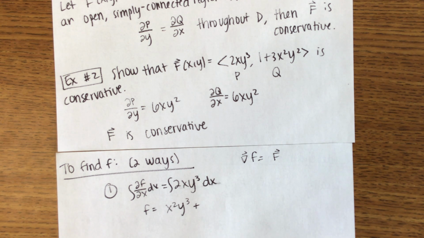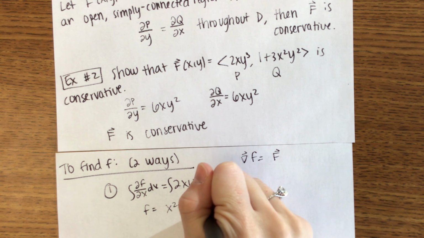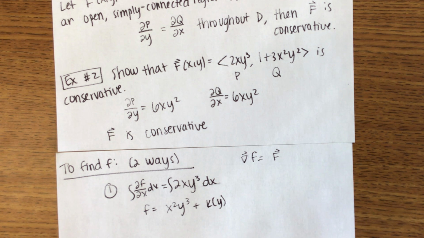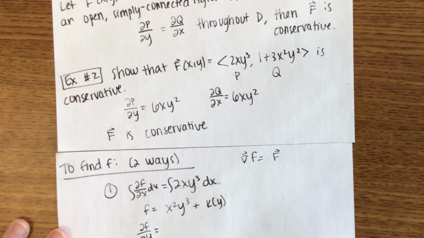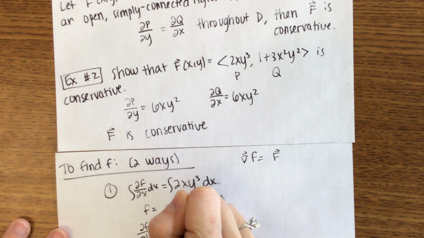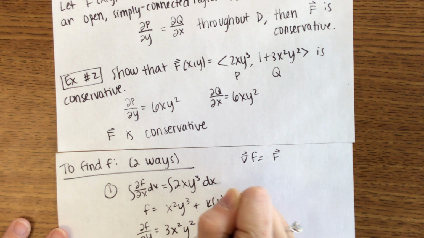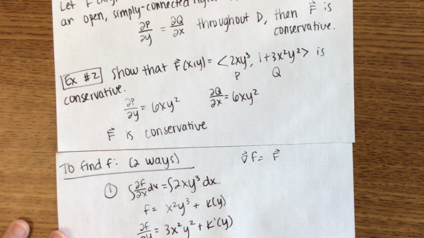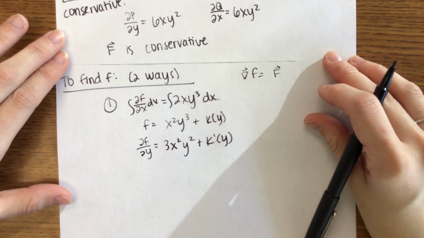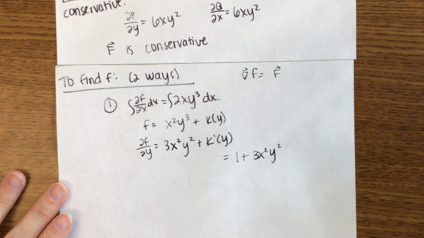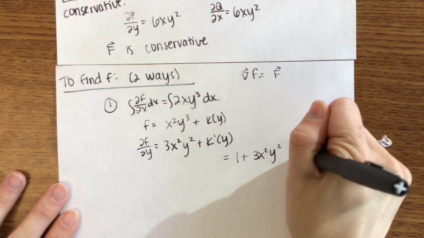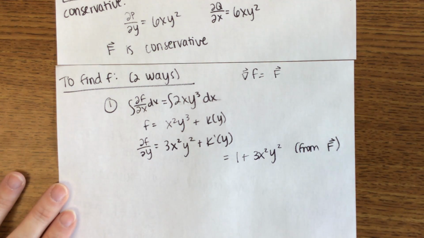Now you remember, every time that you integrate, you have to have a constant. In this case, our constant could be in terms of y. So it might be a number, might be in terms of y. So we have to figure out if there's another term. So what we're going to do now is take the derivative with respect to y. When we do, we get 3x squared y squared plus k prime of y. This is equal to that 1 plus 3x squared y squared from big F above, which tells us that k prime of y is equal to 1.